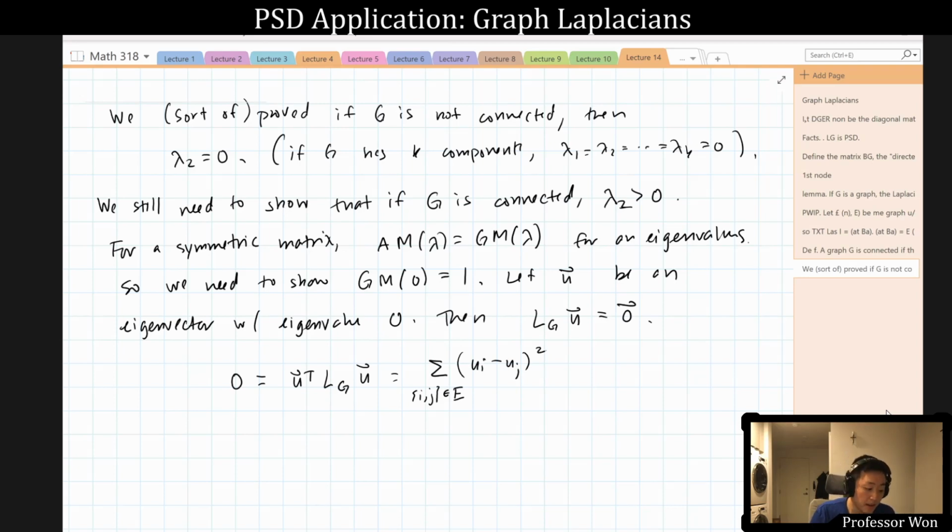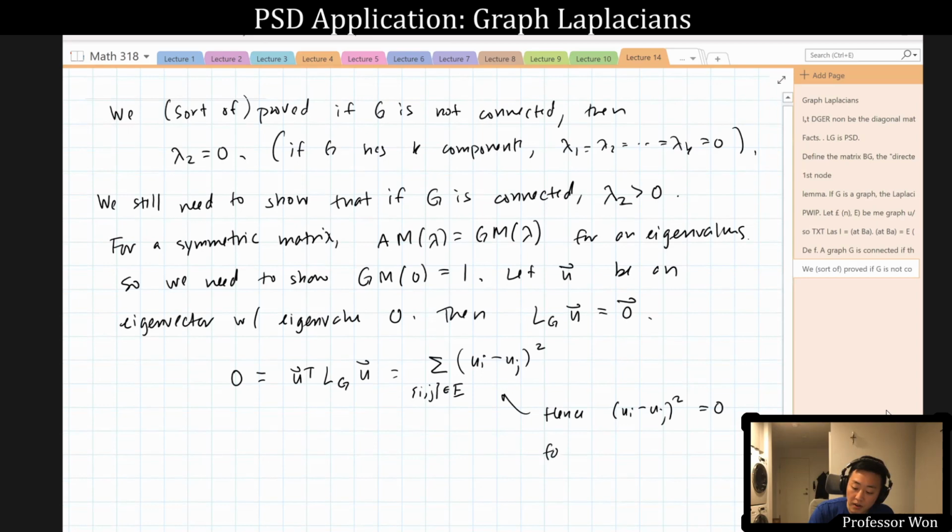Okay? However, each of these summands is non-negative, so if they all add up to 0, this means that every single term has to be 0. Hence, Ui minus Uj squared equals 0 for all edges ij in E.